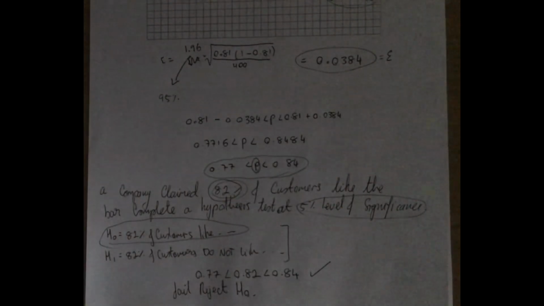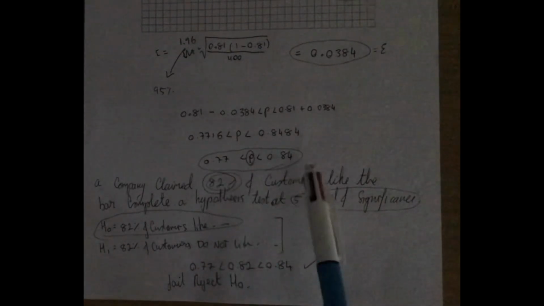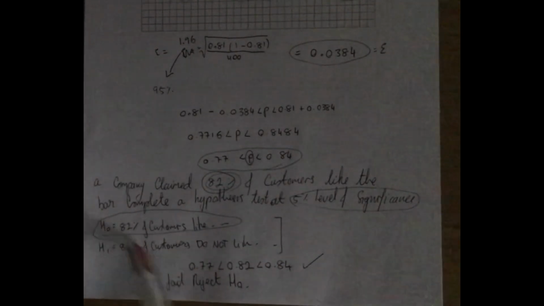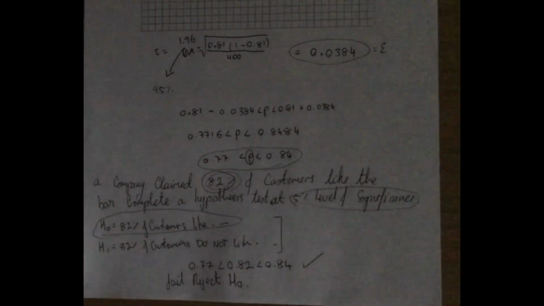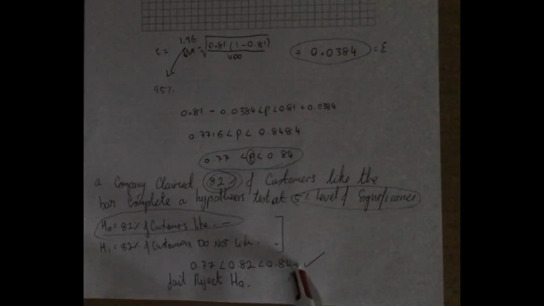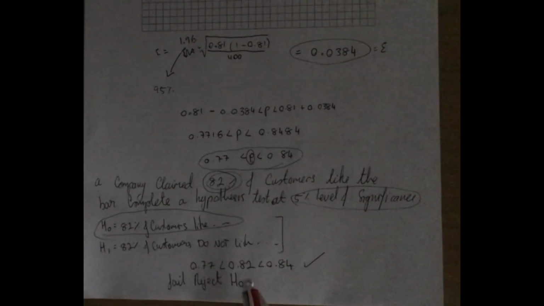H0. So we fail to reject H0 because when I did my 95% confidence interval, that's what I was 95% sure on. I'm 95% sure that it's between 77% and 84%. When a company claimed that it was 82%, I can say, yeah, that holds up with what I found because 82 is between both of these. So I fail to reject their claim.